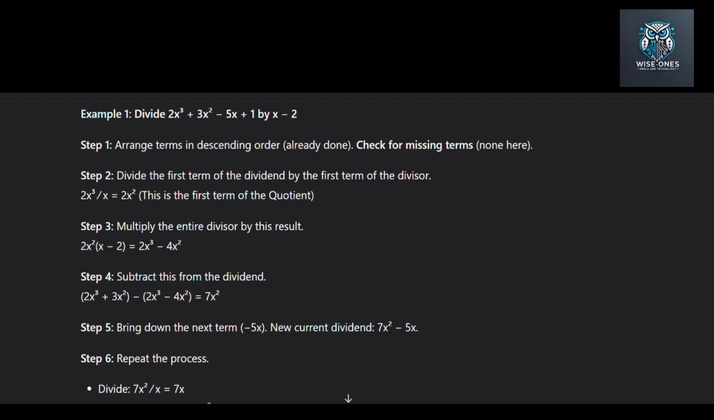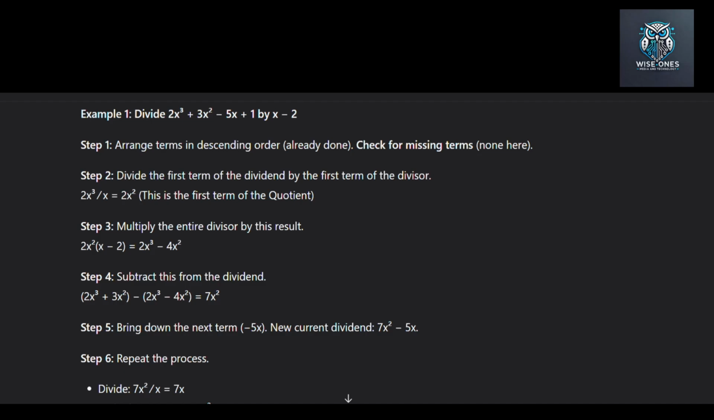Step 2. Divide the first term of the dividend by the first term of the divisor. The first term of the dividend is 2x cubed. The first term of the divisor is x. 2x cubed divided by x is 2x squared. This is the first term of the quotient. Write this on top.